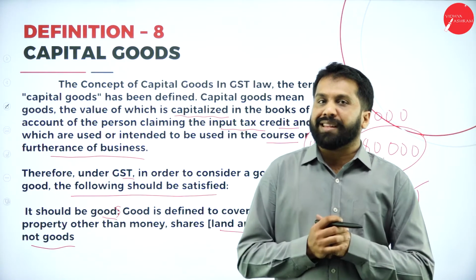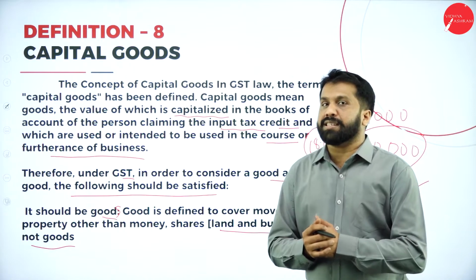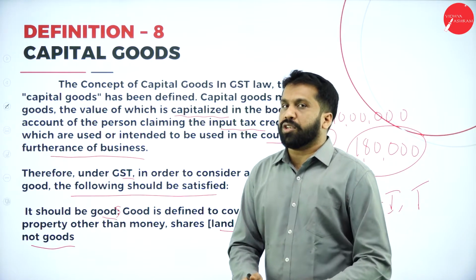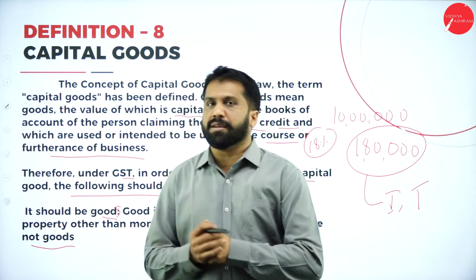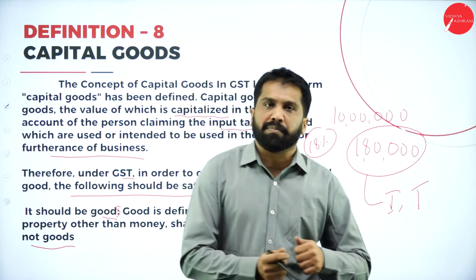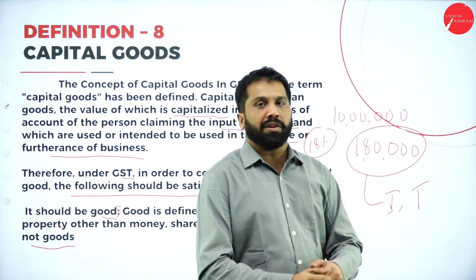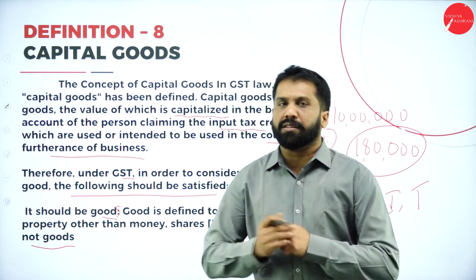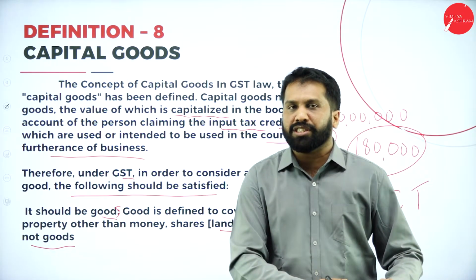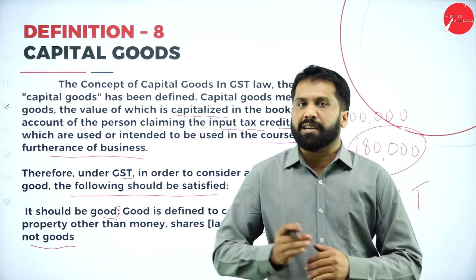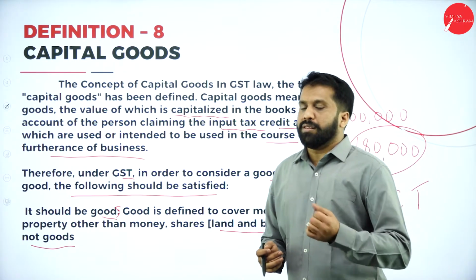Now, to claim GST, the capital asset should be movable. Machinery, you can move from one place to another place. Generator, you can shift from one place to another place. Some expensive tools, you can shift. Your vehicles, you can shift. These are called movable goods.